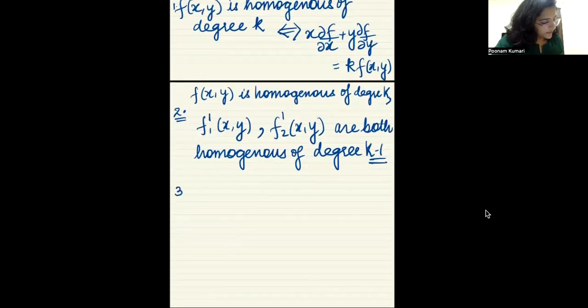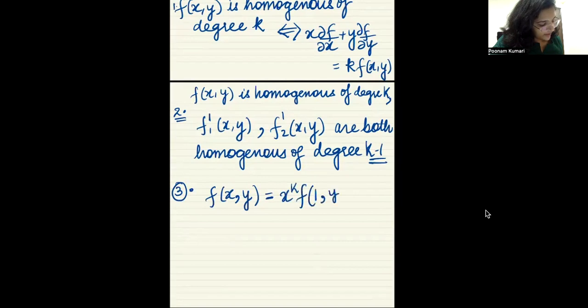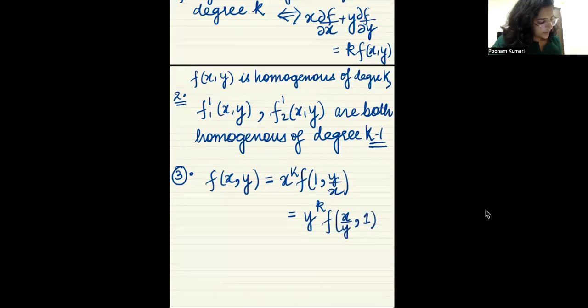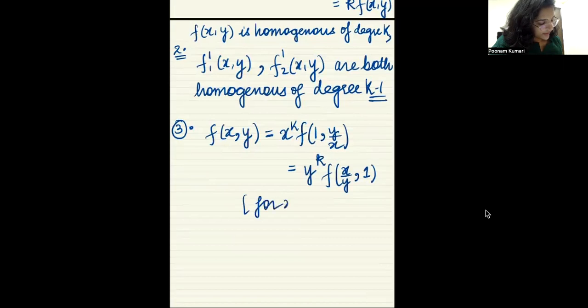The next property that we have is, if we have a function f(x, y), and we know that this is homogeneous of degree k, then this function value is equal to x to the power k f(1, y/x), which is again equal to y raised to the power k f(x/y, 1), and this holds for x greater than 0 and y greater than 0.